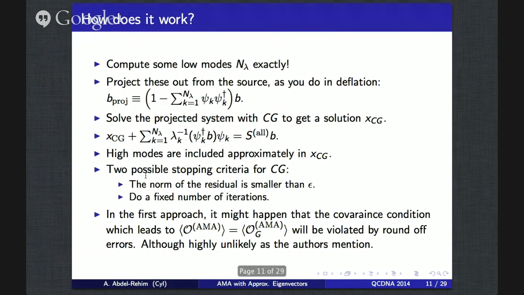So in practice, basically this is how it works. Like I mentioned, you calculate some low eigenmodes exactly. Your source is projected, or let's say these modes are deflated exactly from the source. That's where your exact eigenmodes come useful, and then you solve the projected system with CG, which gives you the high modes that you didn't account for. And then of course, after that you take this solution and you use it for your correlation function.